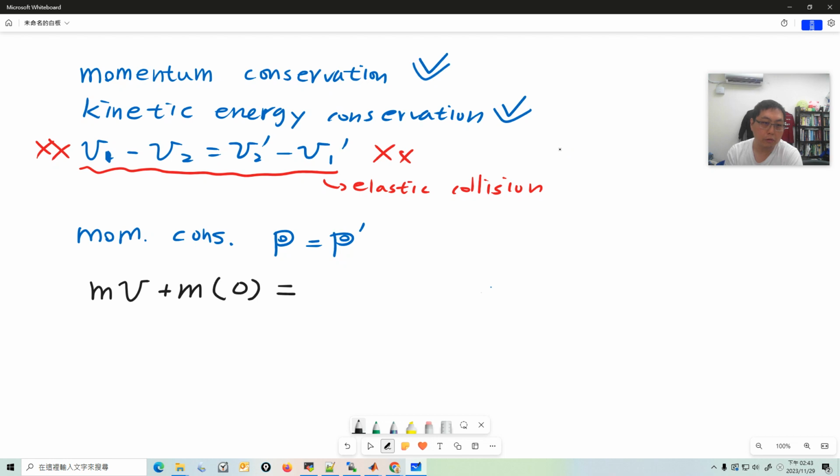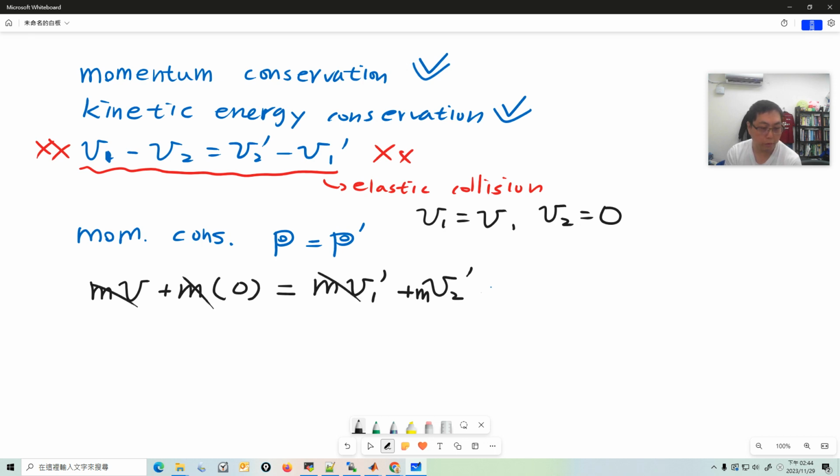After the collision, what are the velocities of these two cars? We don't know, and that's what we want to figure out. So I call them v1 prime and v2 prime. Before the collision, v1 is v and v2 is 0. Because the masses are all the same, we get the first equation: v equals v1 prime plus v2 prime.